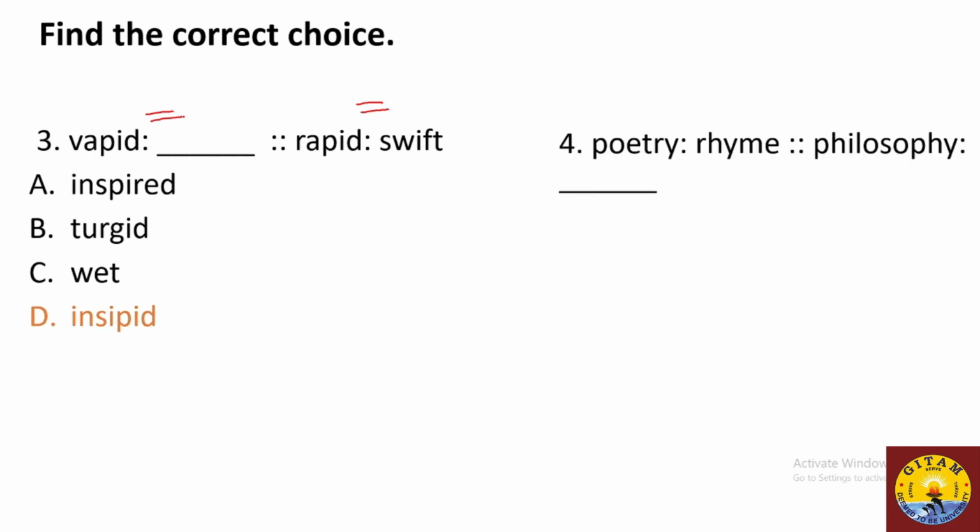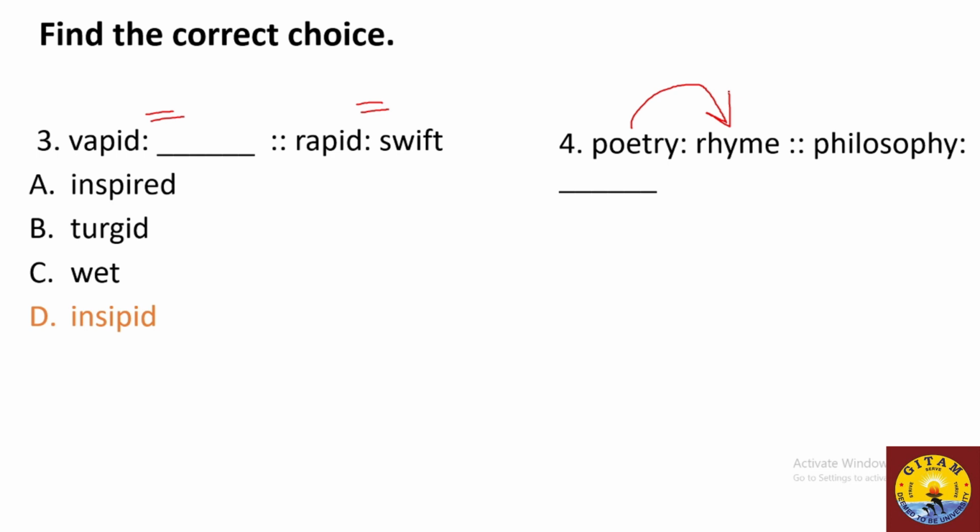Poetry, rhyme. Philosophy, blank. Poetry is to rhyme as philosophy is to what? Now, try to establish a connection. Don't you think poetry is built on rhyme? Of course, it has words, it has lines, excuse me. But primarily it has rhyming, right? That is what makes poetry, right?